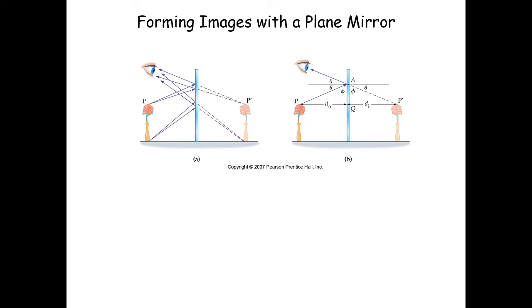This is what we call a virtual image. A virtual image is an image that comes from somewhere that there is no actual light ray. The image seems to come from behind the mirror, but there's no actual light ray there, so that's why it's called a virtual image.